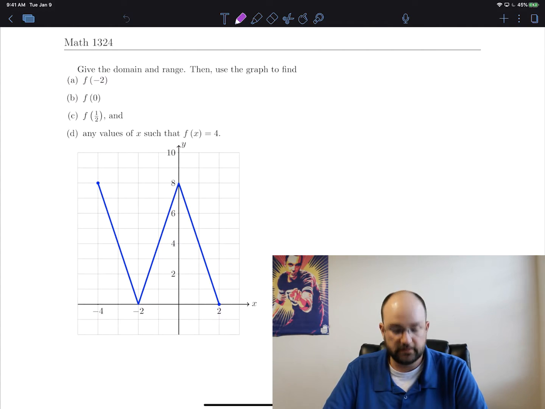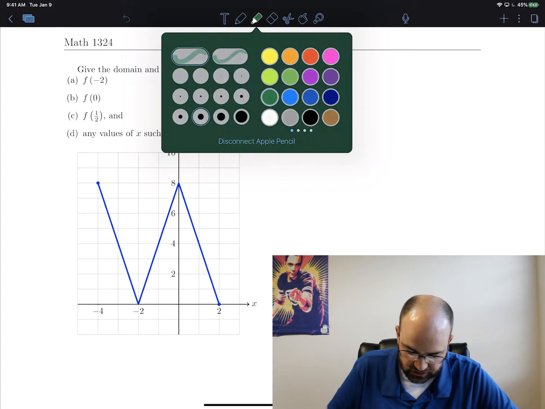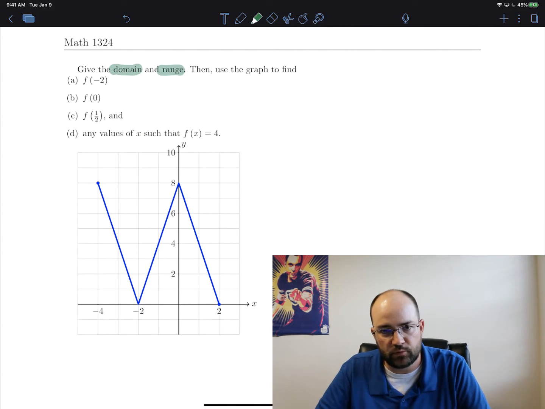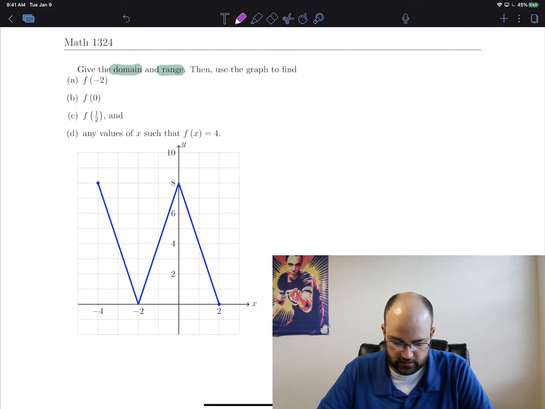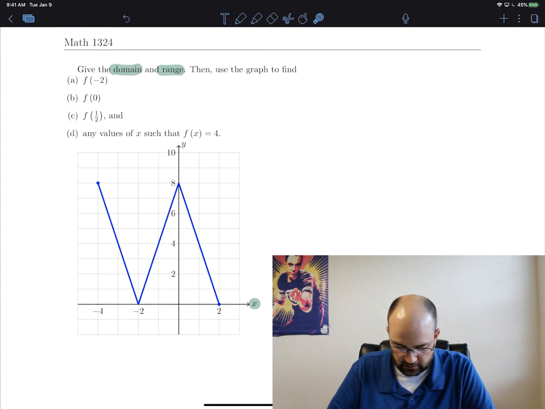Okay, so let's start with the first portion of this. There's actually 5 different questions here, not 4. The first question is actually asking us for both the domain and the range. This is the first time we're asked for the range. So let's do that. For the domain will always be the x-axis. So let's look at the x-axis.